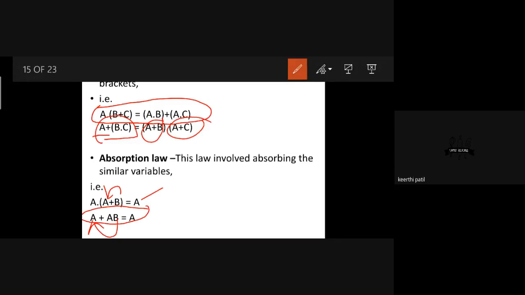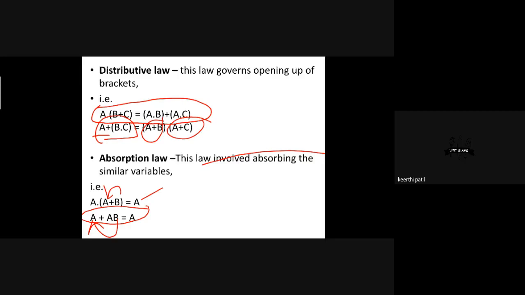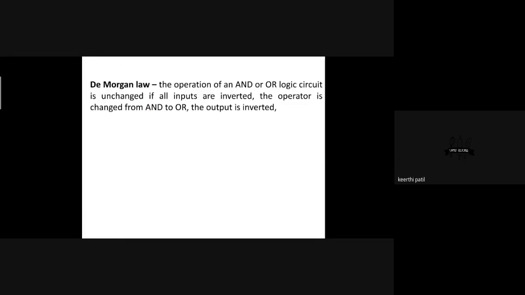The last law here would be De Morgan's law. So De Morgan's law says the operation of an AND or OR logic circuit is unchanged if all inputs are inverted, the operator is changed from AND to OR, and the output is inverted. It means what? Its statement is a bit complicated. Let me explain it with an example.